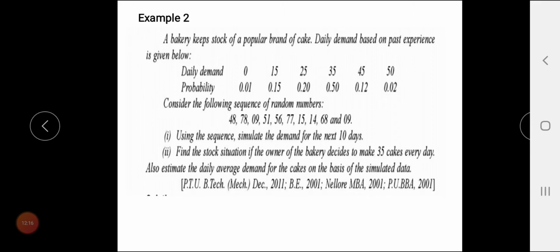Okay, you have to solve this problem in 3 steps. First, using the sequence, simulate the demand for the next 10 days. You have to decide the demand for the next 10 days. Second, find the stock situation. If the owner is manufacturing 35 cakes every day, then what will be the stock every day? And the last is to estimate the daily average demand for cakes on the basis of simulated data. So let us tabulate the given situation: daily demand, then probability.